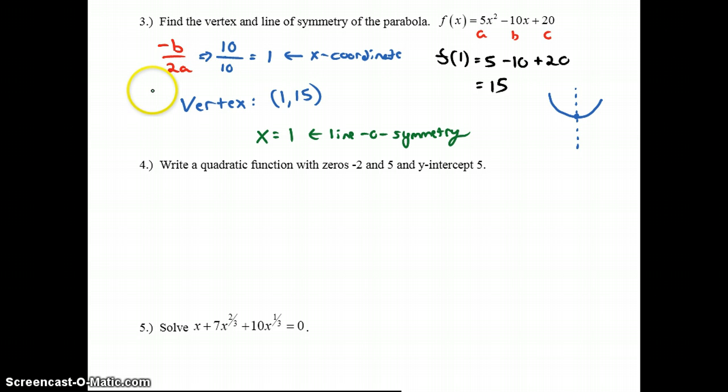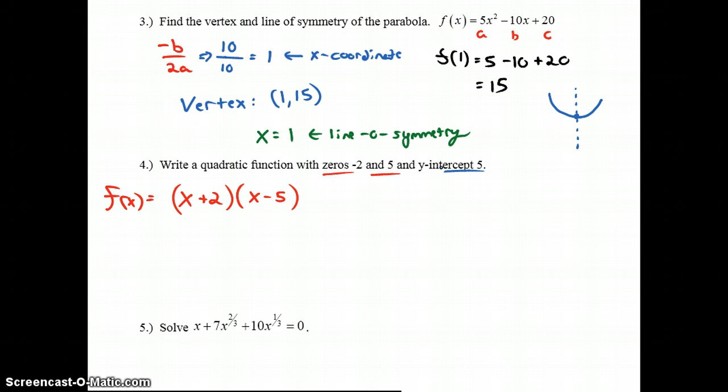Write a quadratic function with zeros at negative 2 and 5, and a y-intercept of 5. Since this gives us the zeros, I think the best form to write this in would be factored form. So, we write x plus 2, because one of the zeros is at negative 2, and x minus 5, because one of the zeros is at 5. So our function will be f of x equals x plus 2 times x minus 5. But then the question is, does that have the right y-intercept?